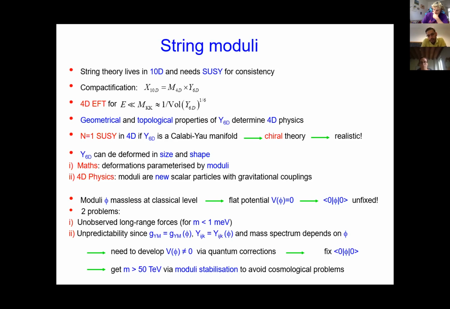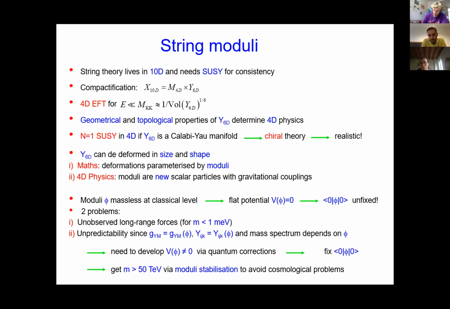And a nice feature of string compactification is that these moduli are massless at classical level, which means that they have a flat potential and their vacuum expectation value is unfixed. And this leads immediately to 2 problems. The first one is that given that they are gravitationally coupled to everything, they would mediate unobserved long-range field forces, which can be avoided only if they are heavier than 1 millielectron volt.